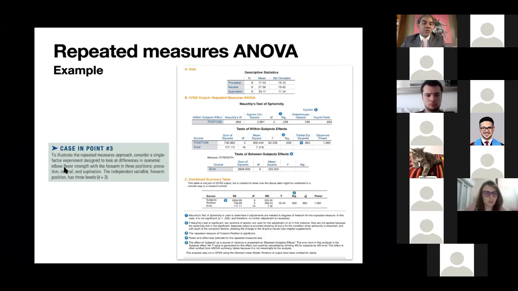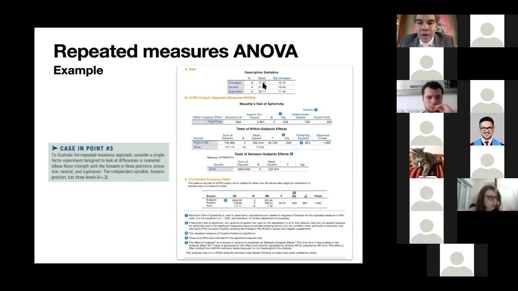3 repeated measures. Neutral, pronation, supination. So the independent variable forearm position has 3 levels. Here you see, I have 9 subjects, which will repeat the elbow flexor strength in 3 different positions. So that's my repeated measures.